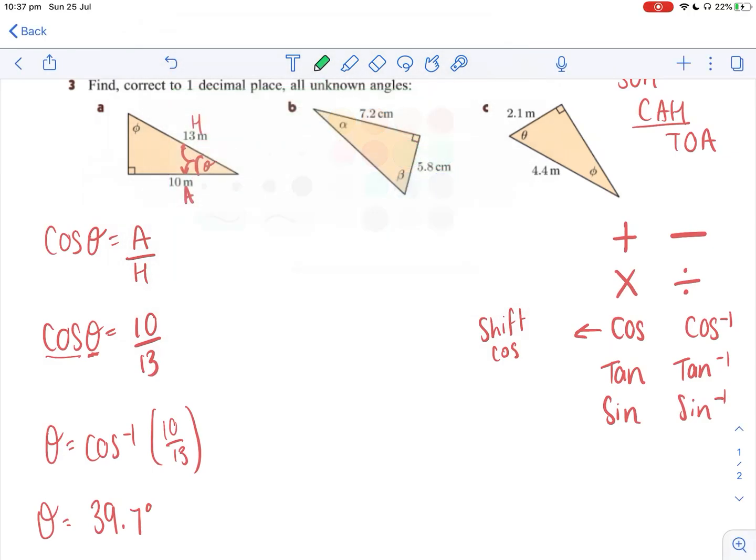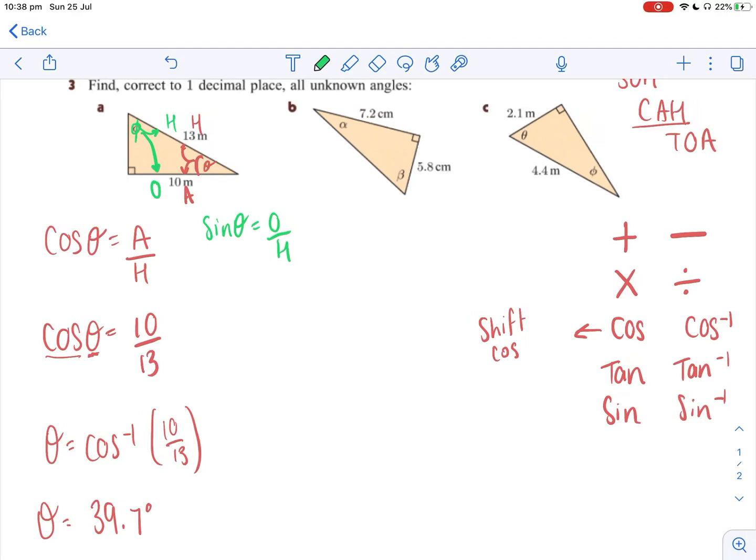Alright, then it wants me to find this angle here. So again, there's two ways I could do this. One way is I would relabel my sides. So 10 would now become the opposite, and 13 is still the hypotenuse, and I could use sine theta is opposite over hypotenuse.